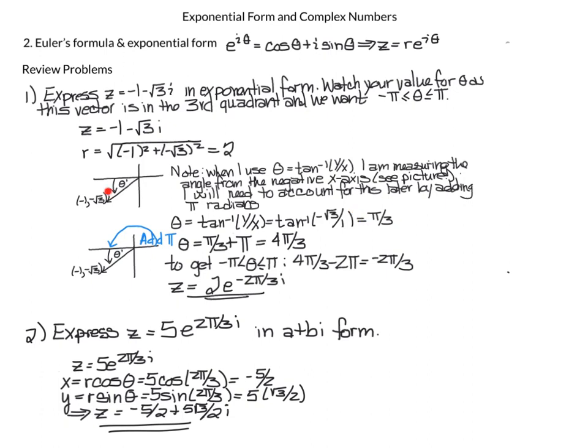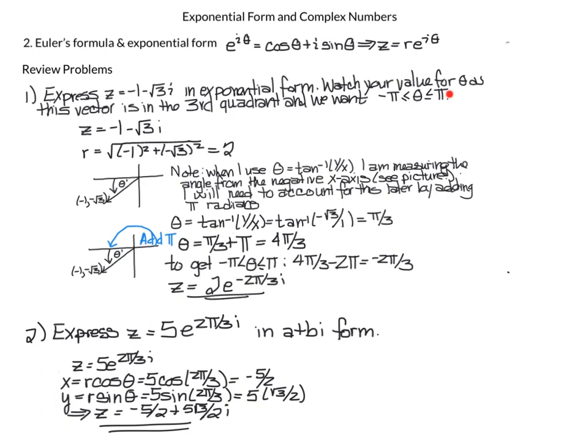But if you recall, when we put in exponential form, we want to measure the angle from the positive x-axis. So we want to go from here all the way over. So we need to add these pi radians so we can get this full arc. And that's where this pi over 3 plus pi comes from, and I get 4 pi over 3.